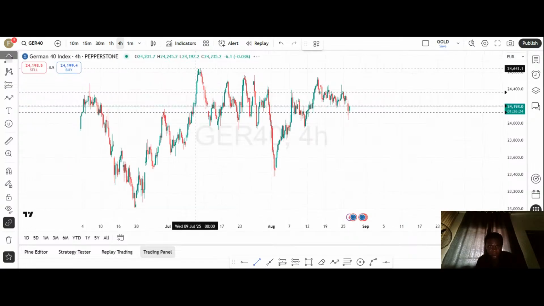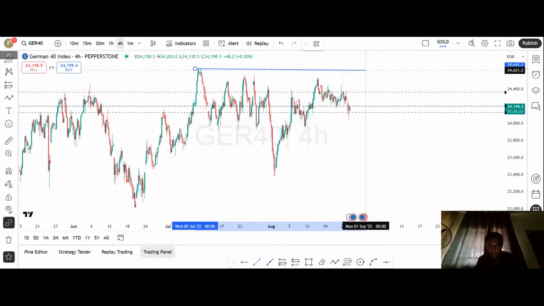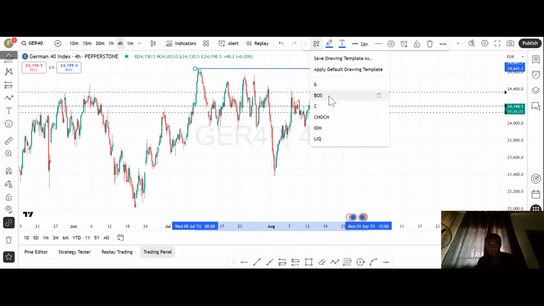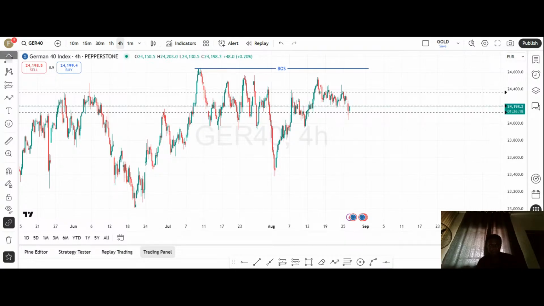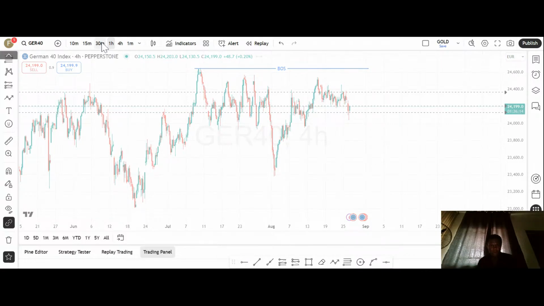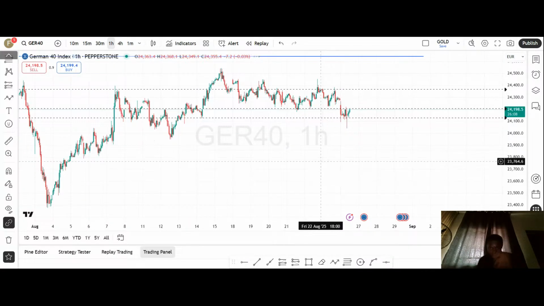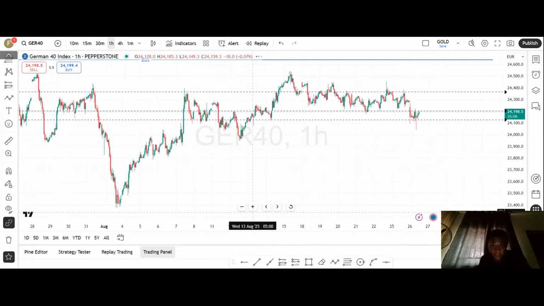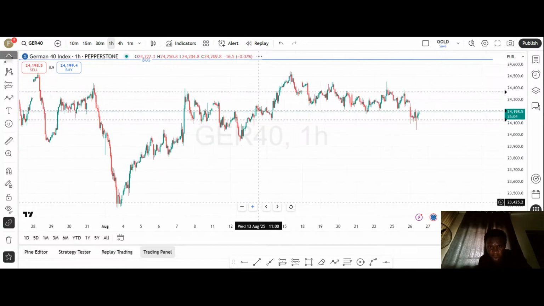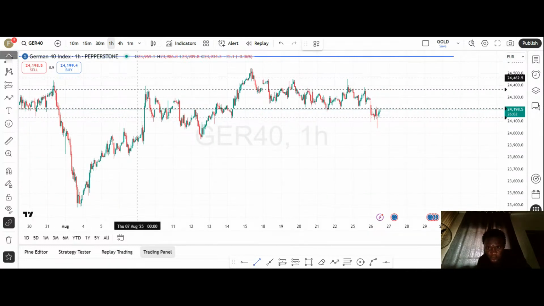So now I want this. I want another break of structure right from here. So I'll just write it, break of structure, right? So I'll go to the 1 hour time frame. Let me see a clearer view. So on the 1 hour time frame, what is it doing? It's going higher and coming down. So it's breaking structure. So I'll mark this out as my break of structure.